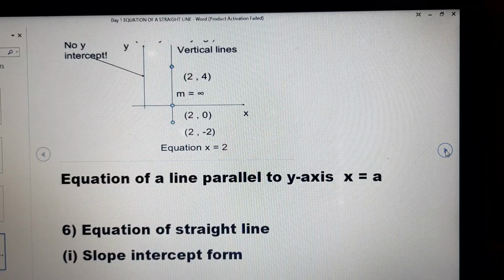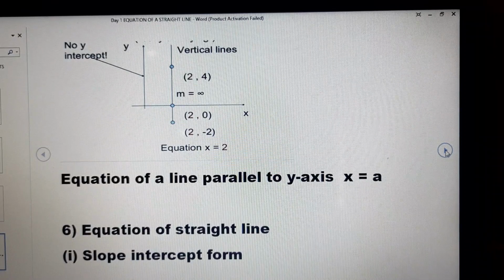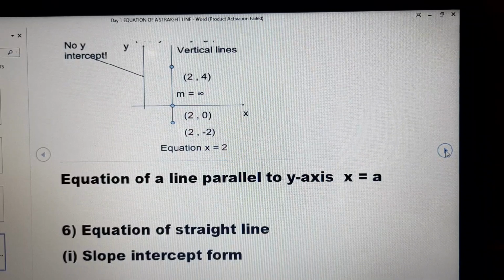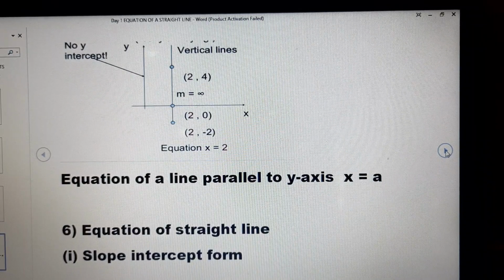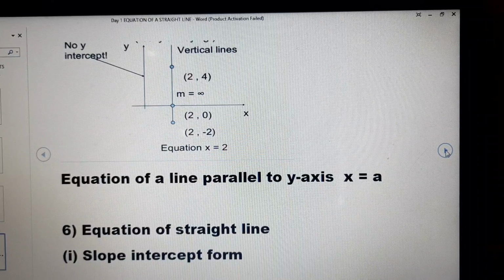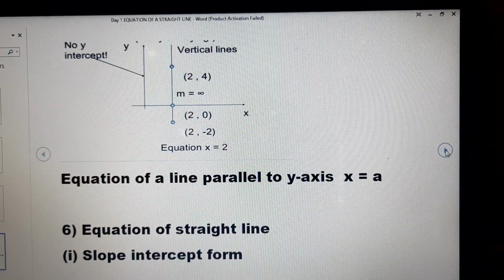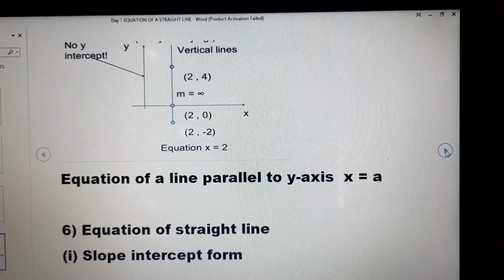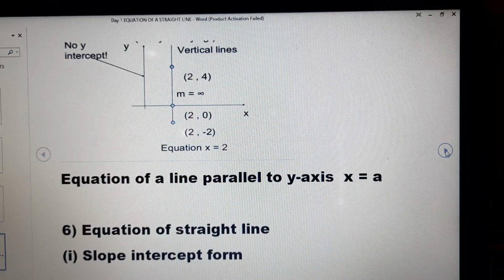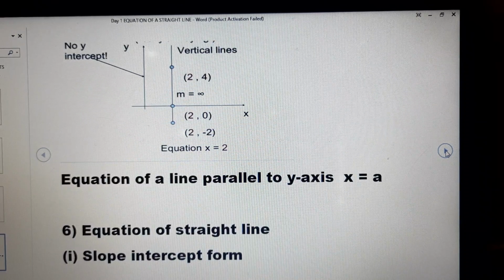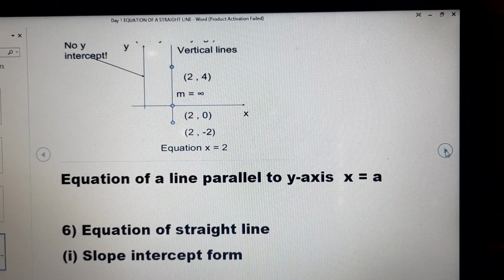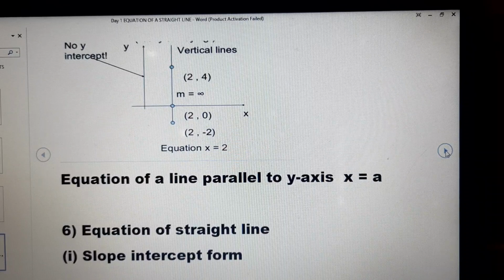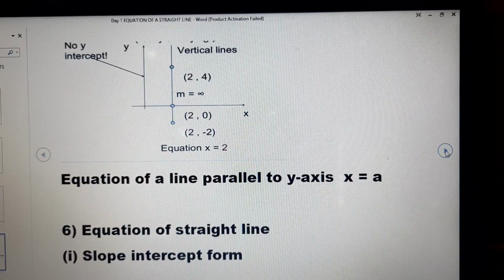Moving on to the other formulae. Equation of a straight line. I have told you two types of lines. One is a line which is parallel to x-axis: the standard form of its equation is y is equal to b. For a line parallel to y-axis, the standard form of the equation will be x is equal to a. You can consider that these two are the formulae. The formula for the equation of a line parallel to y-axis is x is equal to a. The formula for the equation of a line parallel to x-axis is y is equal to b.